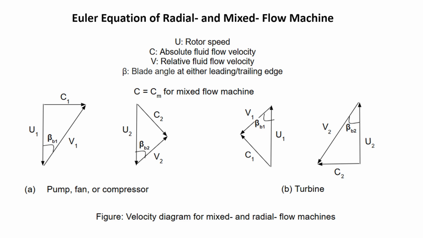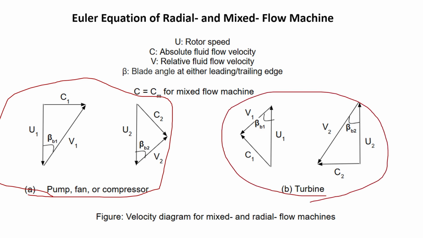Now this is basically the velocity triangle for either a radial or mixed flow machine when you talk about a pump, fan, or compressor. And if you are talking about a turbine, this is the typical velocity diagram for the inlet and outlet sections of the flow. Now if you have a swirl free inlet, then again there will be no tangential component of the absolute flow velocity, and that's why we have no trace for the tangential component of the absolute flow velocity here.